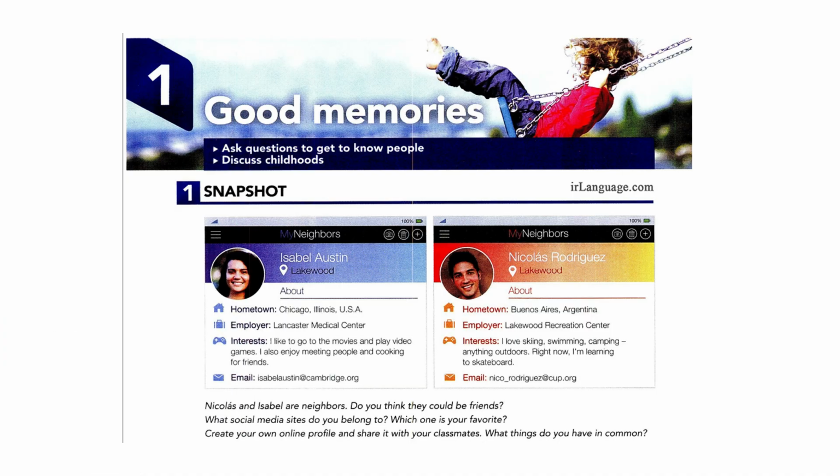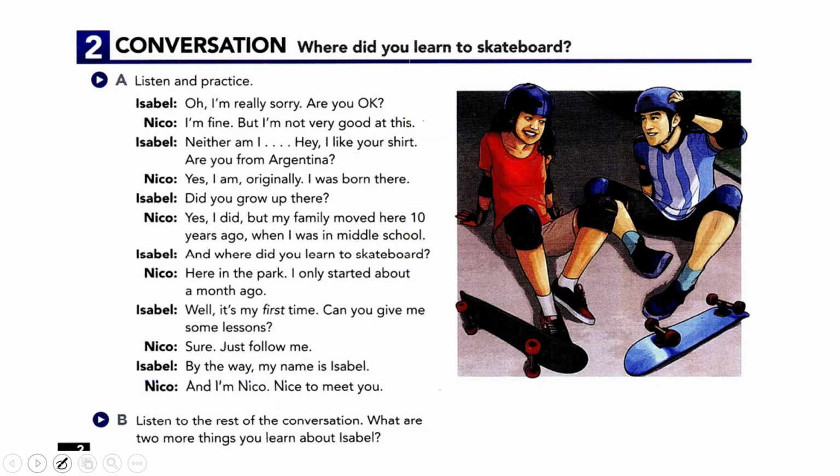Employer, interest, and email. This is the kind of profile that we see on social media. Well, maybe there is a social media that is only for work. I think it's LinkedIn. Yeah, LinkedIn. But all the other social media platforms, we have to add some kind of information about our personal life, and it's similar to this.